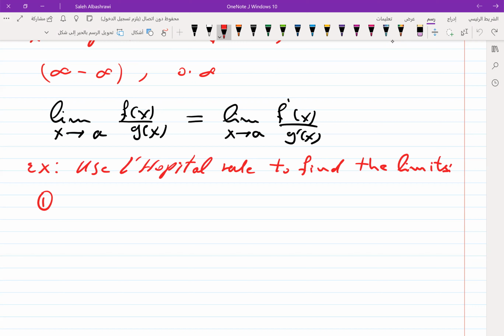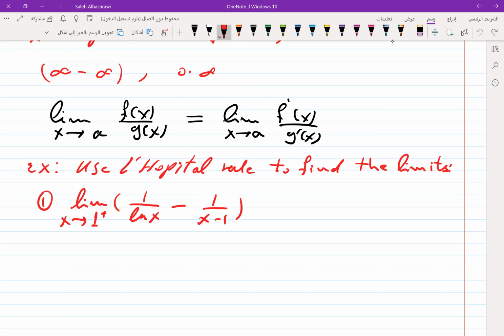Number one, find the limit of one over ln of x minus 1 over x minus 1 as x goes to 1 plus. I need to find the limit of this function.